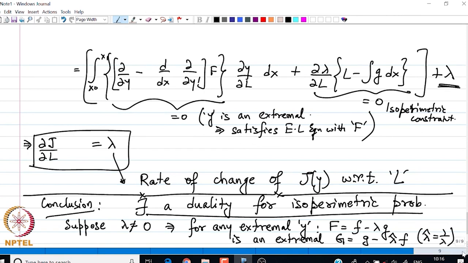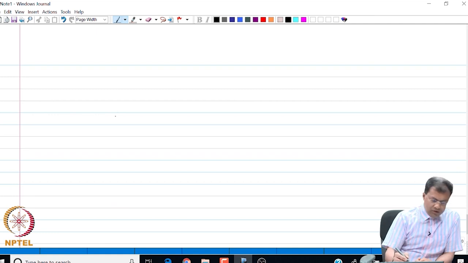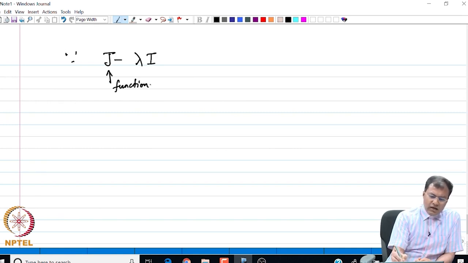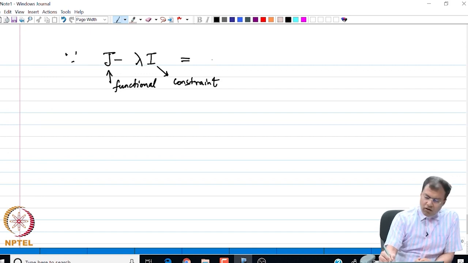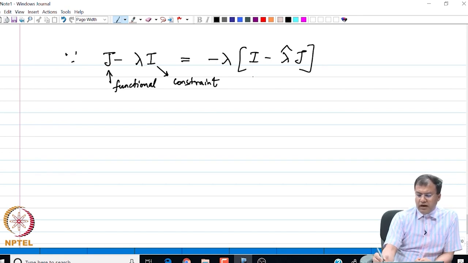Now, how is this possible? It is quite simple to see, because note that J minus lambda I, this is my functional and this is my isoperimetric constraint. Note that this is also equal to minus lambda of I minus lambda hat J. So if we extremize the constraint on the left hand side, we are extremizing the constraint on the right hand side with the roles of I and J reversed.